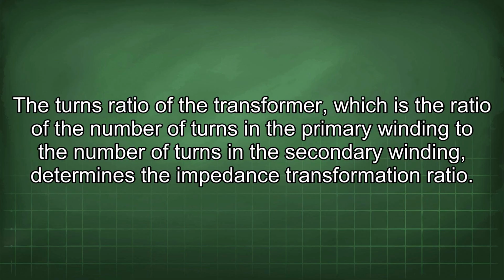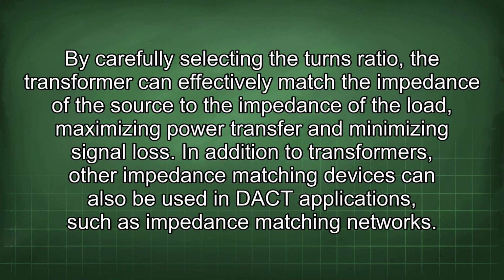The turns ratio of the transformer, which is the ratio of the number of turns in the primary winding to the number of turns in the secondary winding, determines the impedance transformation ratio. By carefully selecting the turns ratio, the transformer can effectively match the impedance of the source to the impedance of the load, maximizing power transfer and minimizing signal loss.